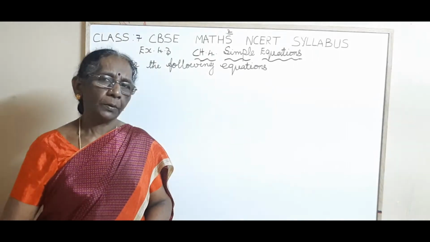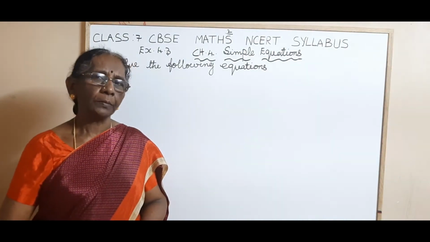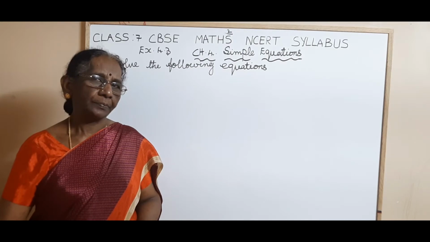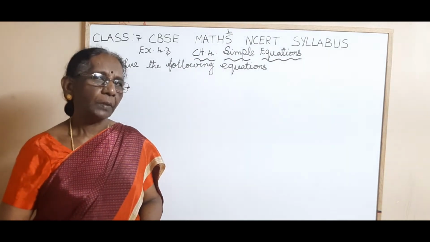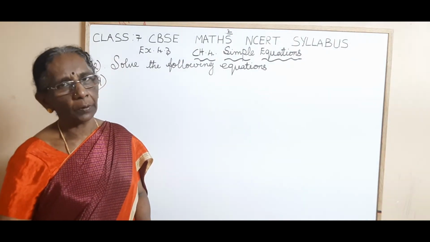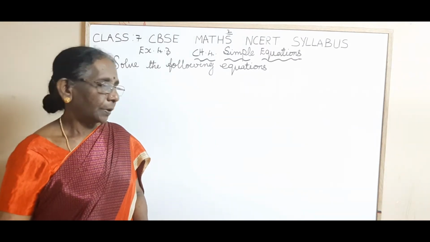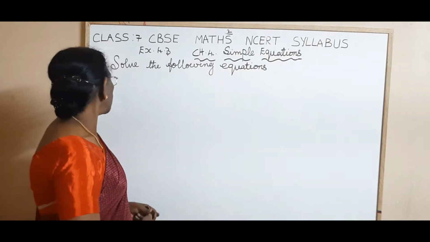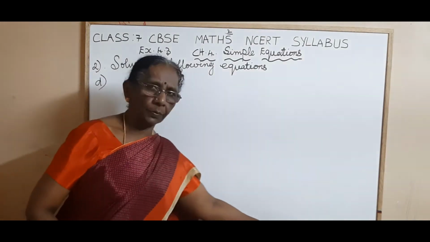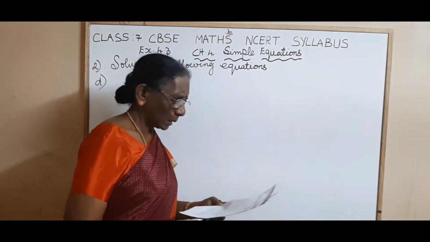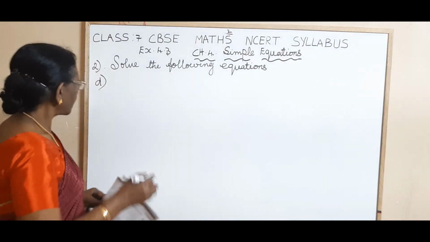In this session we are going to continue chapter 4, simple equations. Exercise 4.3, sum number 2. Solve the following equations. And we are going to do sum number D. Let's see, sum you can do by yourself. Now sum number D.